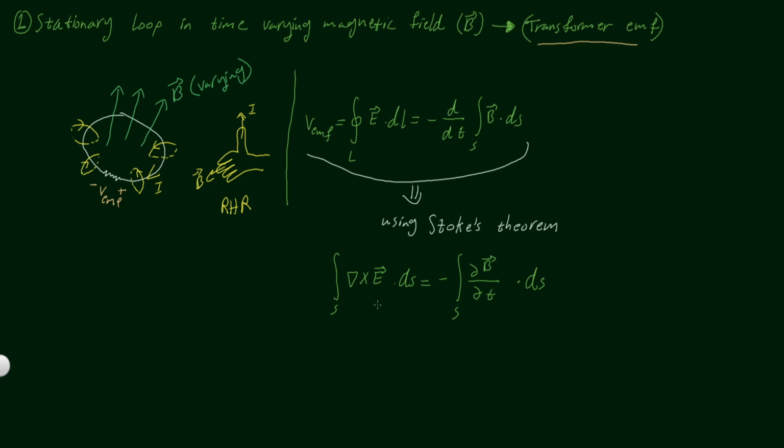The curl of the electric field is equal to minus the partial derivative of the magnetic field with respect to time. So we end up with this formula, and this formula is one of Maxwell's equations for time-varying fields. We get this Maxwell equation for our case, a stationary loop in a time-varying magnetic field.